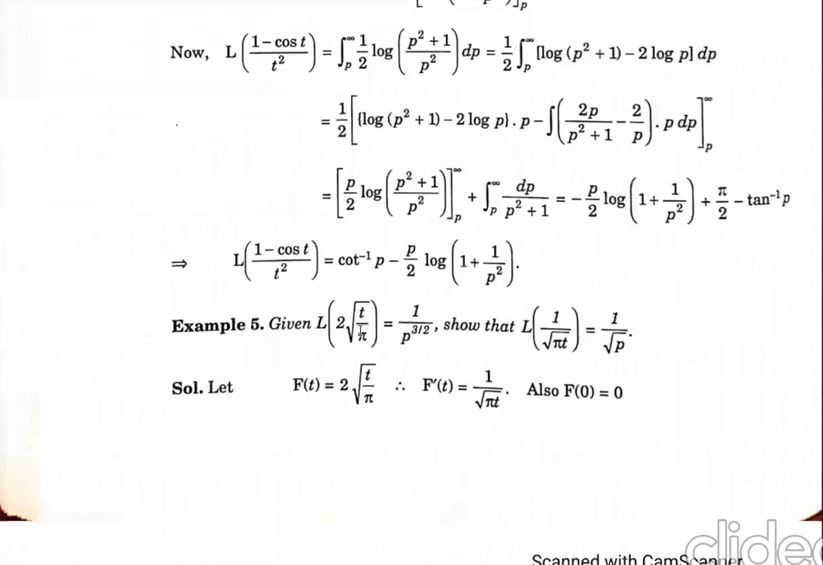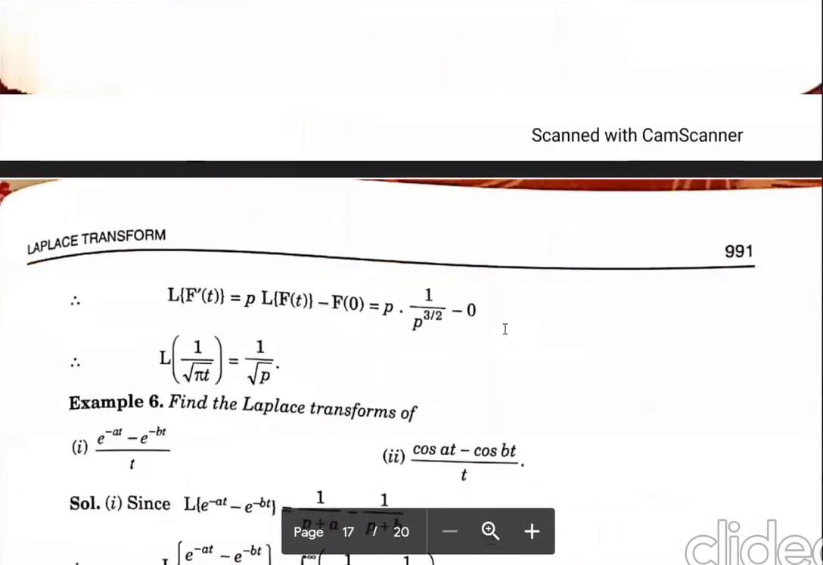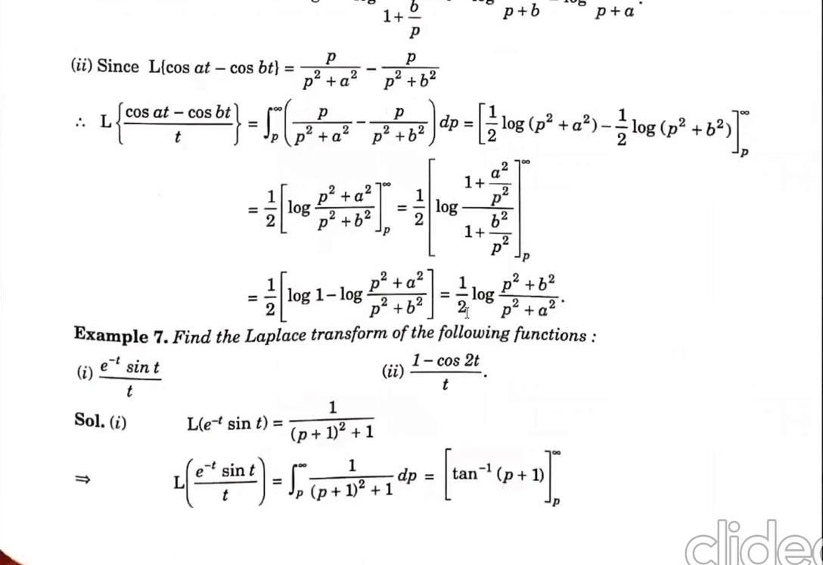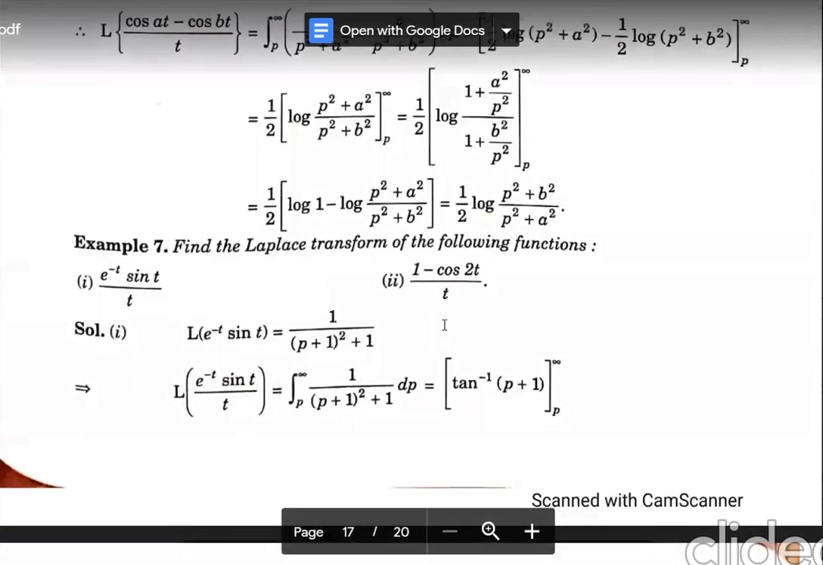Then there are some more problems. Just go through that one. If you want to understand, just ask me, I will make it clear. This is of the same kind. F of t by t. This is also f of t by t. This is also f of t by t. This is also f of t by t.